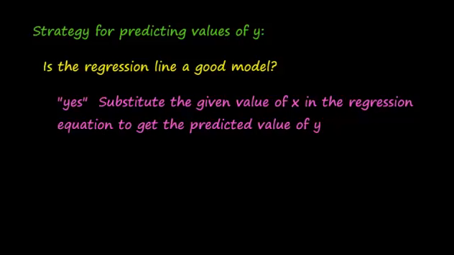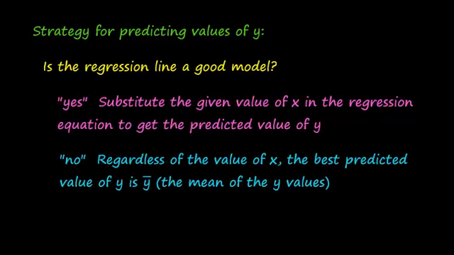So if it's a good model, we use the equation. But if we determine that there is no linear correlation, and so we say no, the regression line's not a good model, regardless of the value of x, it doesn't matter what x we're asked to consider, the best predicted value of y is y bar, the mean of the y values. And we can get that on our calculator using the descriptive statistics for the y data.